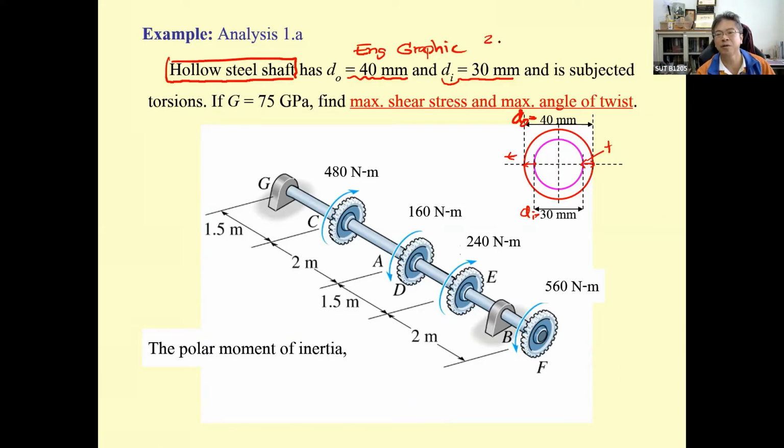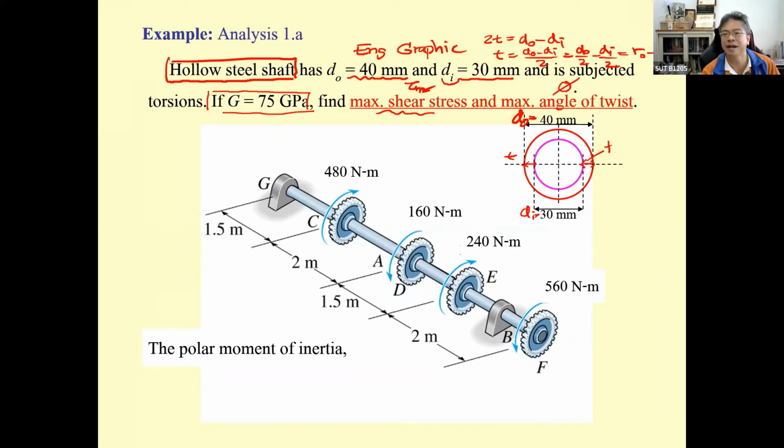You may have the thickness equal to d sub O minus d sub I, divided by 2. So that is going to be d sub O divided by 2 minus d sub I divided by 2. That is going to be r sub O minus r sub I. Okay, then if the G is 75 gigapascals, they ask us to determine the tau max and determine the phi max.